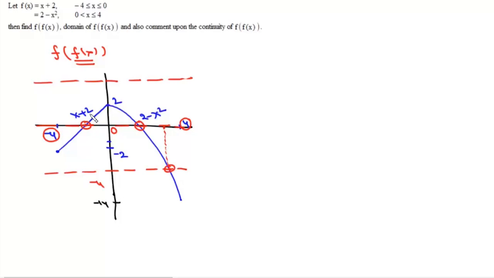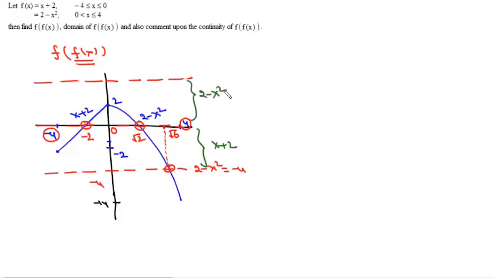Now if x plus 2 equals 0, this point is minus 2. If 2 minus x square is equal to 0, then this point is root 2. And here this point is the intersection of this graph, which is 2 minus x square, with this line, which is minus 4. So this point is actually root 6. Now in between minus 4 and 0, the definition is x plus 2. And in between 0 and 4, this definition is 2 minus x square.